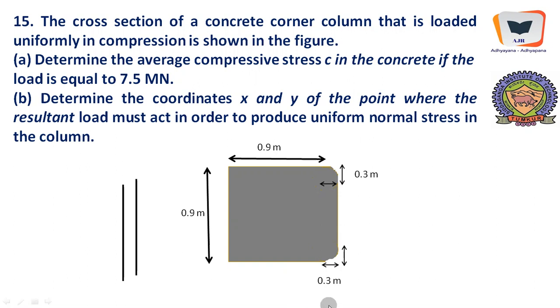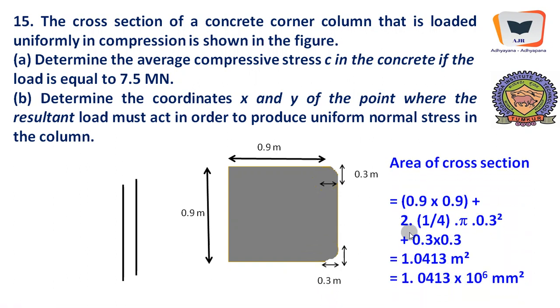Centroid is for a plane area, center of gravity is for a component. Therefore, the area of cross section can be computed. It is 0.9 into 0.9. This square component, it's a composite cross section, of course, and 2 quadrants of circles over here at the corners, 2 into 1/4 of pi r square.